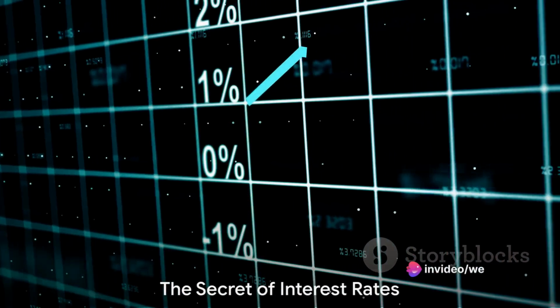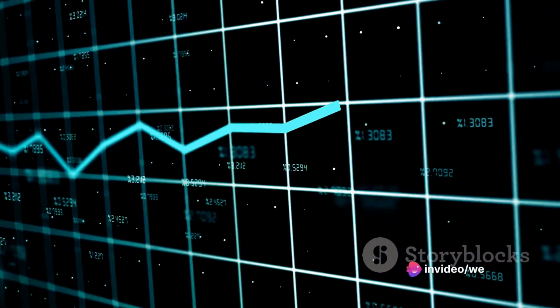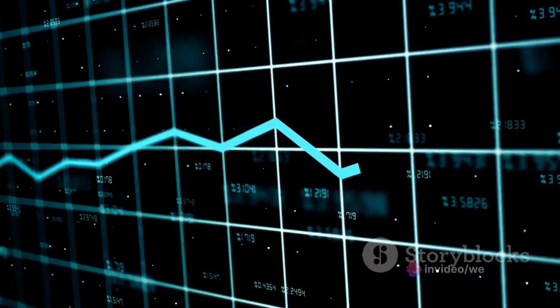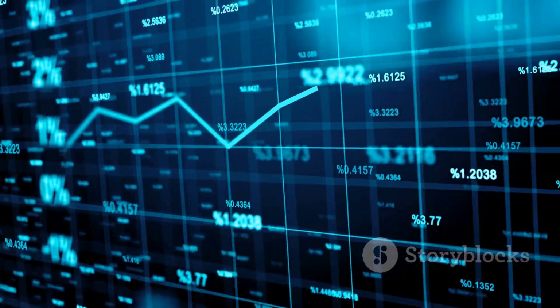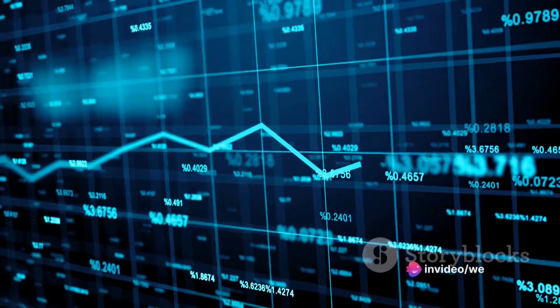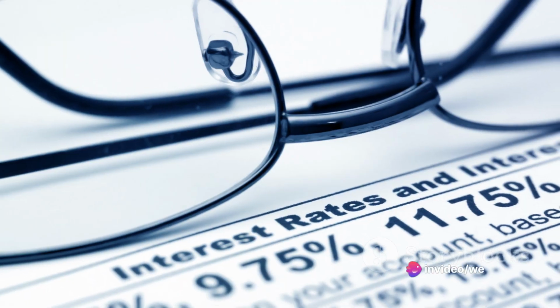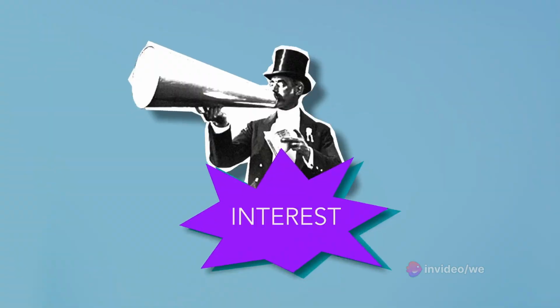Did you know that interest rates are not exactly what they seem? Let's dive into the fascinating world of interest rates. Interest rates are the cost of borrowing money, but did you know that they're also a tool that banks use to control the economy? Yes, you heard it right. Banks have the power to adjust interest rates. They use this power to manage inflation and stimulate economic growth.